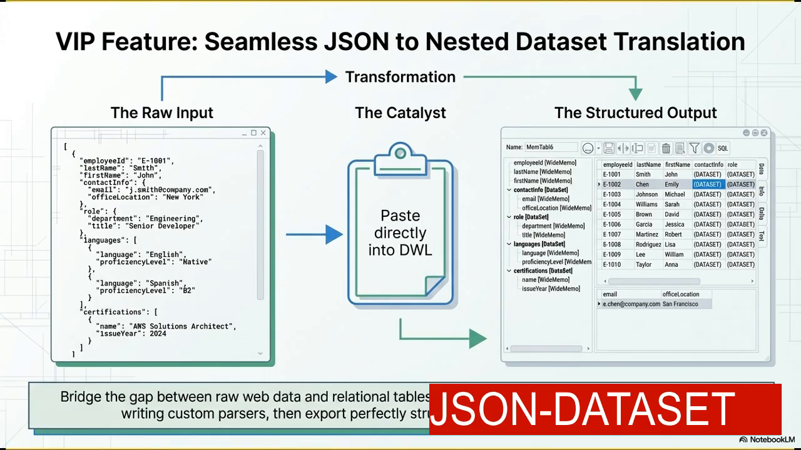So how do we get from that messy text to a perfect table? The magic here is a tool called Delphi World Lab, or DWL for short. We're about to walk through a workflow that takes that raw JSON right from your clipboard and turns it into an interactive table, and I mean literally in seconds. No code, no complicated setup. And it all starts right here.